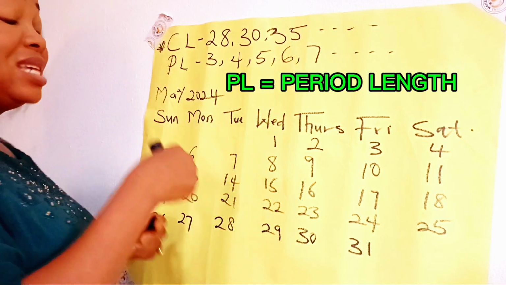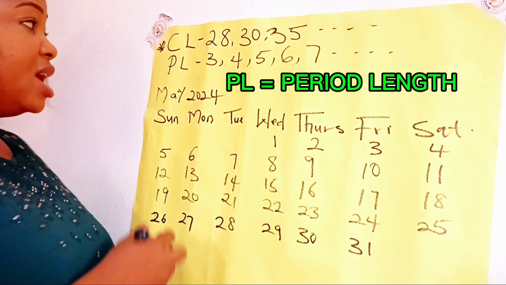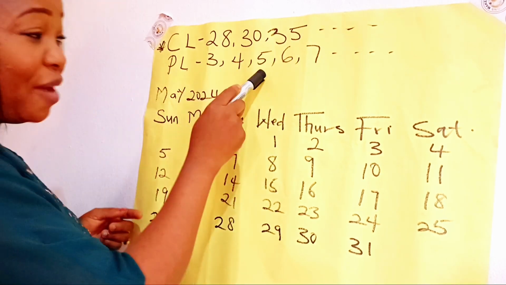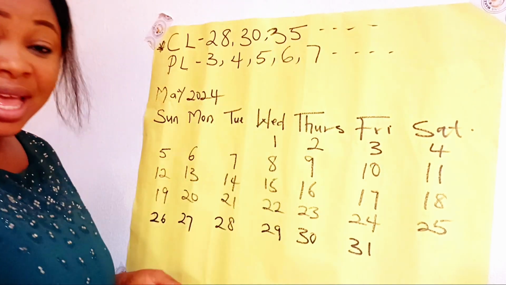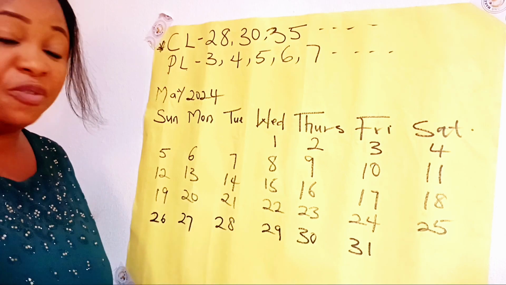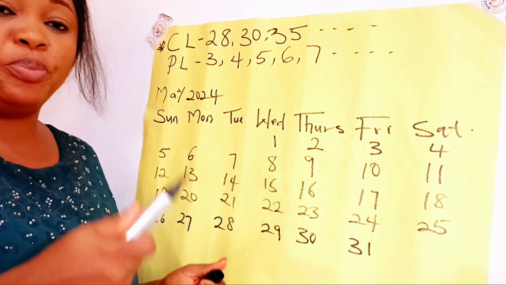This period length is how many days does your period last? That is period length. Is it 3 days period? Is it 4 days flow? Is it 5 days? Is it 6 days? Is it 7? Is it 10? As the case may be. Like I said, it differs as individuals differ. So this period length is the duration of your period.